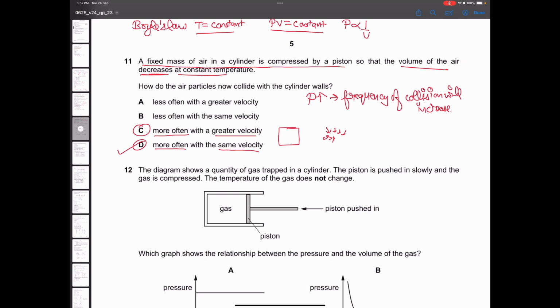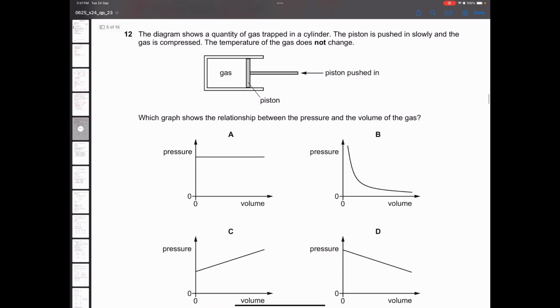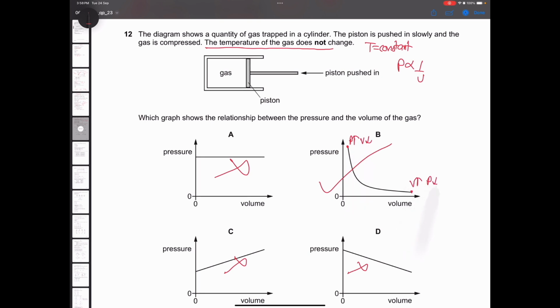Now, moving on to the next question. Again, this is a case of Boyle's law only. They're clearly stating that temperature does not change. So if the temperature is constant, we just studied that pressure will be inversely proportional to volume. Now, how does an inverse graph look? Does it look like this? No. Does it look like this? No. Does it look like this? No. This is an inverse graph because at this point pressure is highest but the volume is lowest. At this point volume is highest, pressure is lowest. This is an inverse graph. So option B is the correct answer.